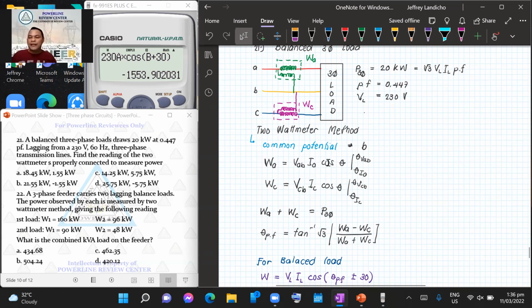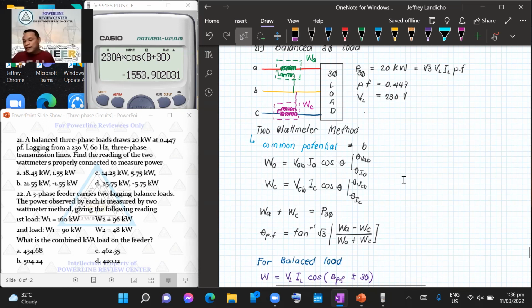Kasi yung ating cosine, alam natin, the cosine function will give a positive value kapag yung angle natin is less than 90 degrees. Tama ba? No? Pagka yung angle natin dito is less than 90 degrees, automatic positive ito. Pero kapag yung angle ni cosine is greater than 90 degrees, doon siya magbibigay ng negative.